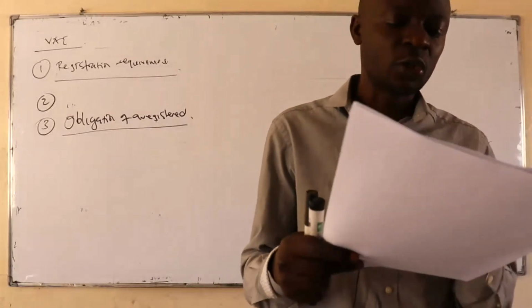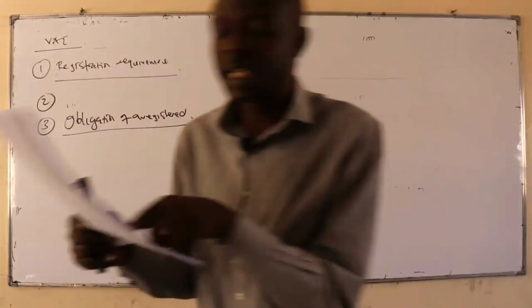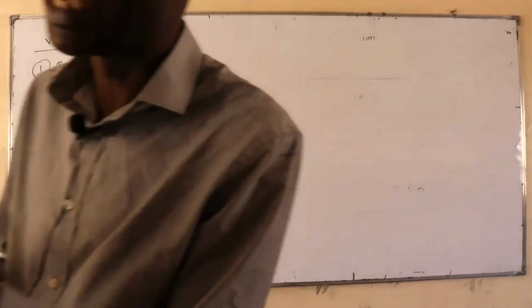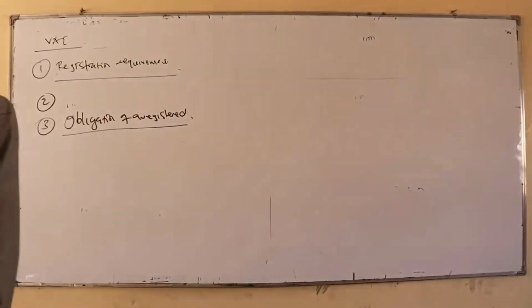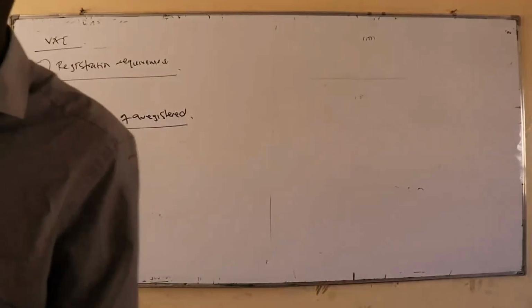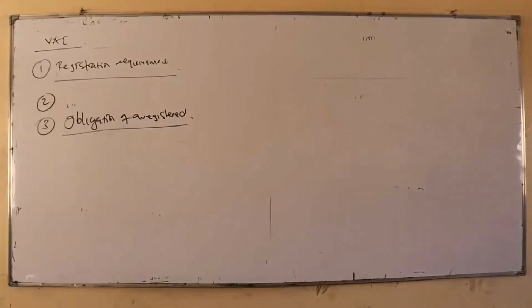Then the registration we have written there. Now you need to know the VAT records, those records that you need to have as an agent. Remember, we're looking at agents, the persons who collect VAT on behalf of the government. Number one, you need to keep copies of all invoices issued in serial number order. You need to keep all the invoices.